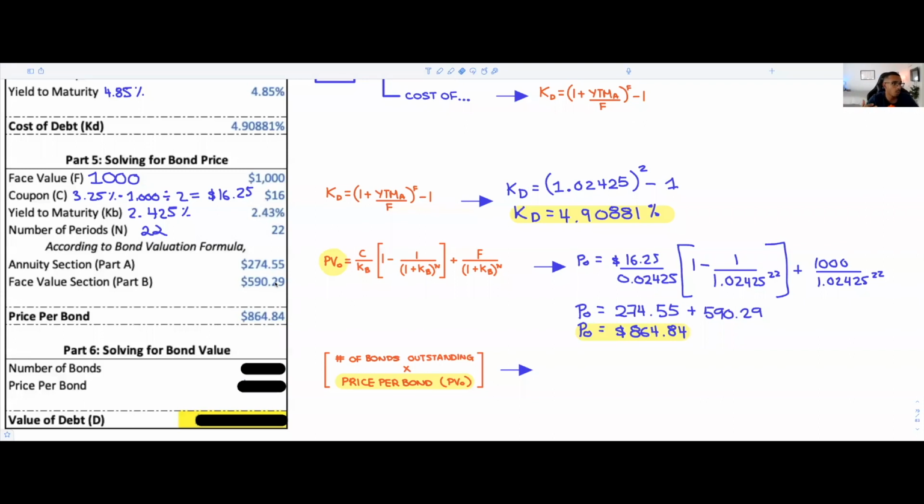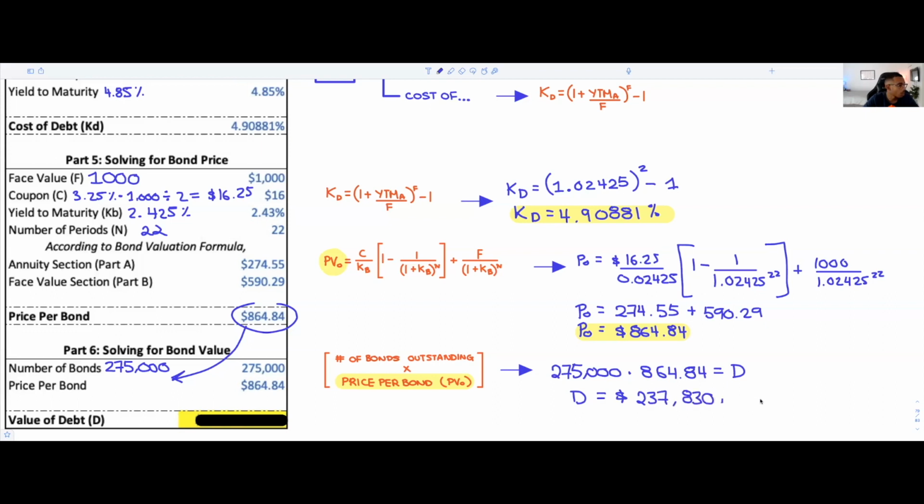Now that we have that, we need to go back to our question and we understand that there are 275,000 bonds outstanding, and we know that this is going to be our price per bond. So then it becomes easy to solve for our value. For debt, it's going to be 275,000 multiplied by 864.84. That's going to give us debt, such that debt is equal to 237,830,824.65.